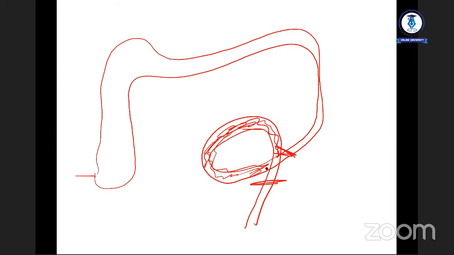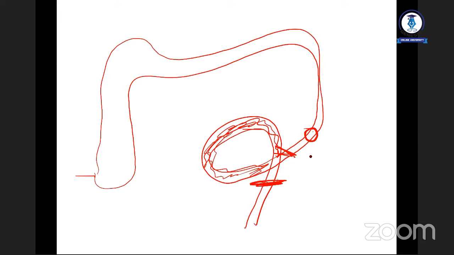We resect it. And after resection, what do we do? This part is not there. The proximal colon is brought out as a colostomy, and the distal colon or the rectum is closed. So this is called Hartmann's procedure.